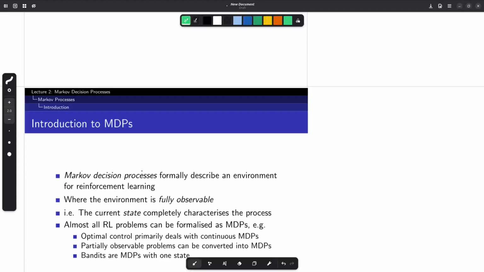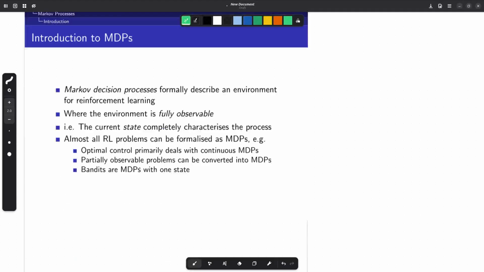So, as we mentioned briefly in the previous session, a Markov decision process is a tool for describing an environment for reinforcement learning. So we use Markov decision processes to describe environments that we are going to use for reinforcement learning.